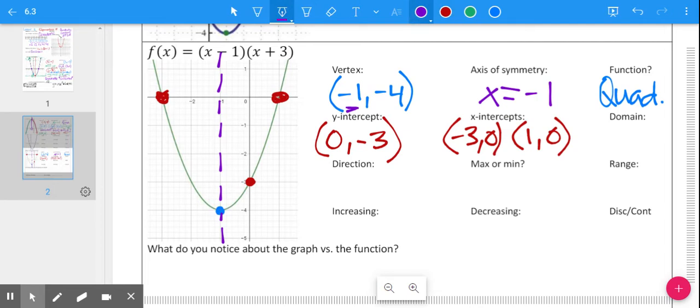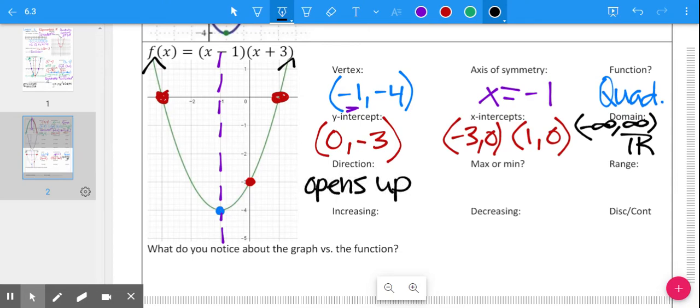Now, the domain for every single one we've worked on at this point has been the exact same, because without context, the domain of every quadratic function is -infinity to +infinity, or all real numbers. So the direction of this graph is it opens up, because that's where it's open. Does it have a maximum or a minimum? It has a minimum. It has a lowest point, and that lowest point is -1, -4.